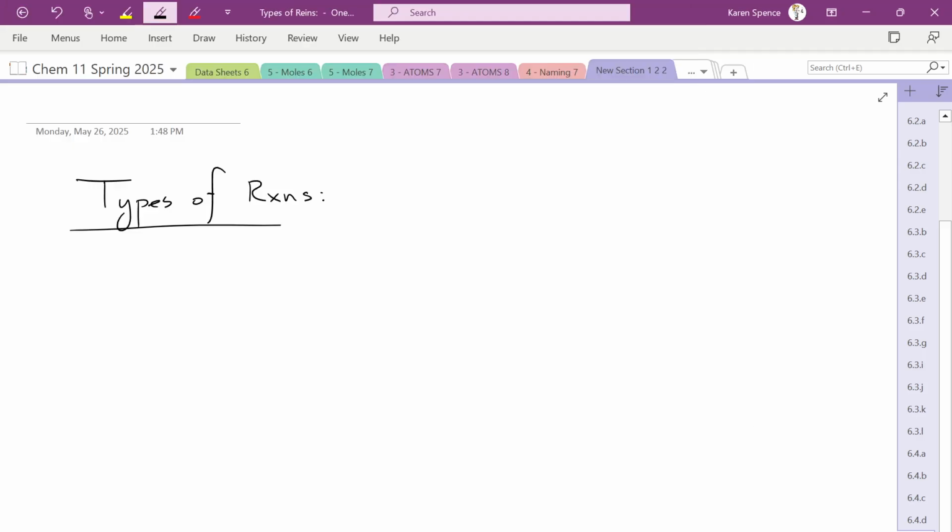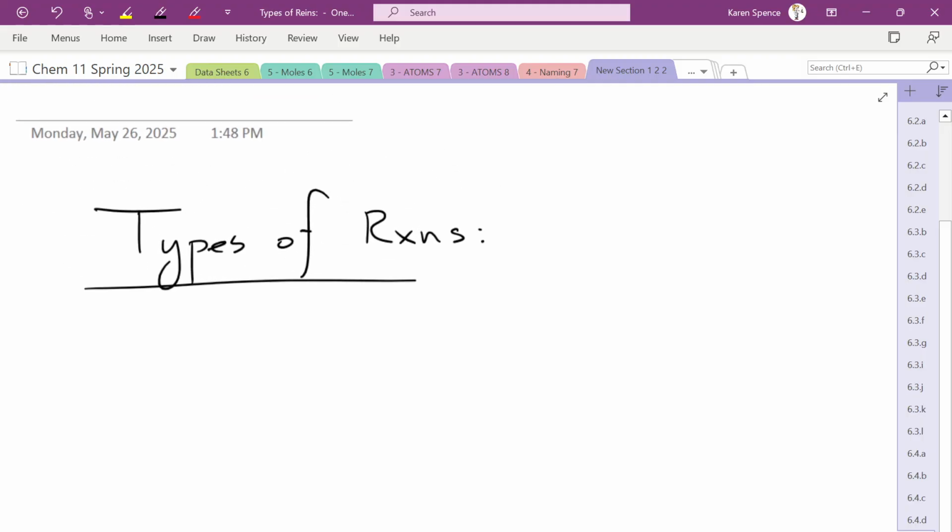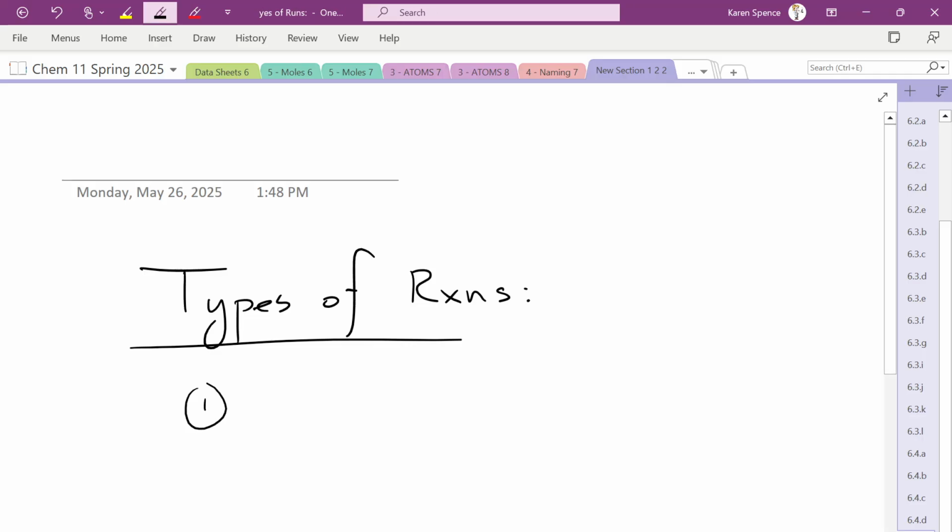So far this semester, we have predicted the products of 3 types of reactions. Chat with your partner, decide what are those 3 types of reactions for which we are able to predict the product so far. What's one of them? Synthesis.